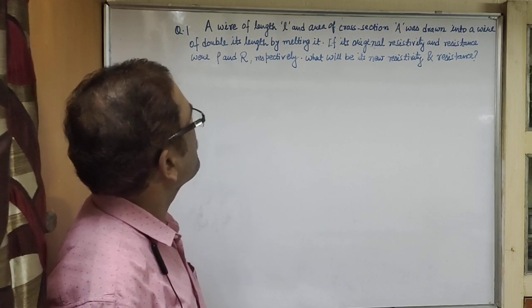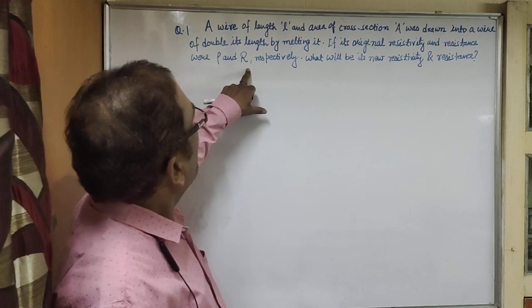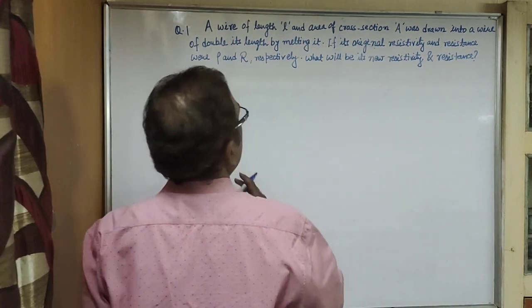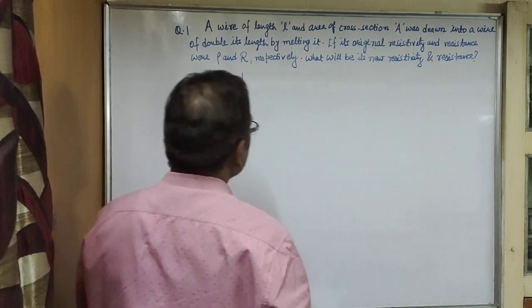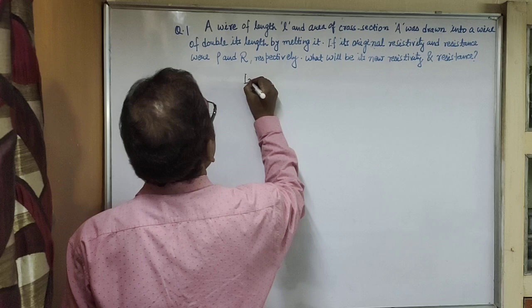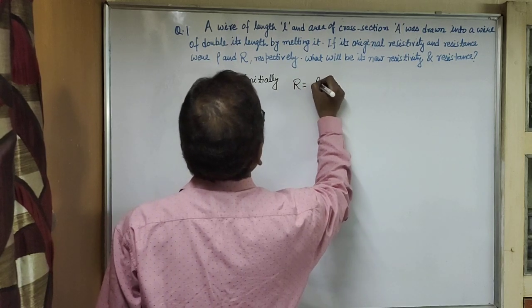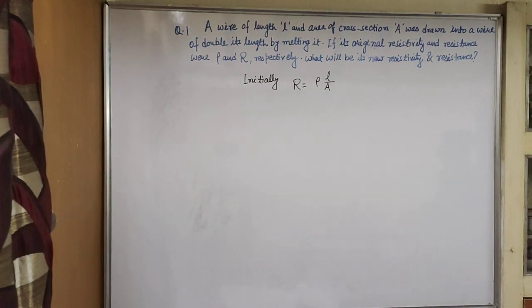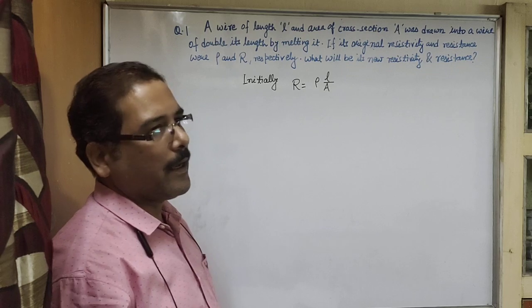If initially it is given that the original resistivity and resistance were rho and R, and the length of the wire is L and the area of cross section is A, then we can write, initially, R is equal to rho L by A.